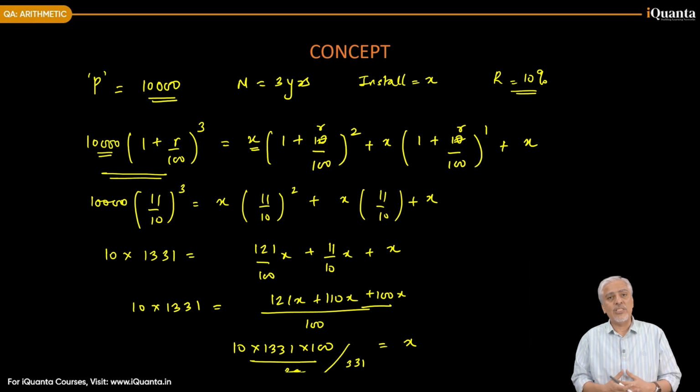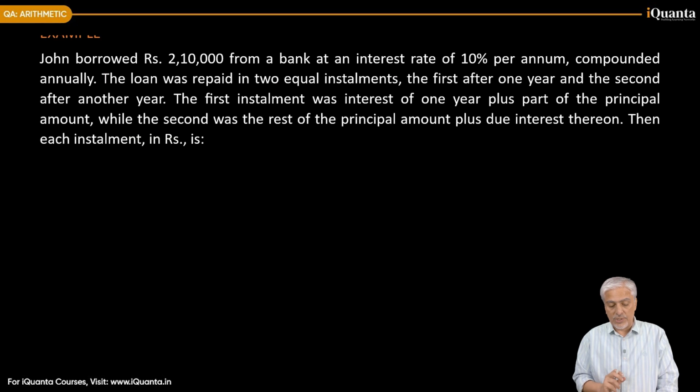Let's have a look at some questions which have been asked in CAT. The first question itself is a CAT question. John borrowed 2,10,000 from a bank at an interest of 10% per annum compounded annually. So this was the principal which he borrowed, at 10% per annum.